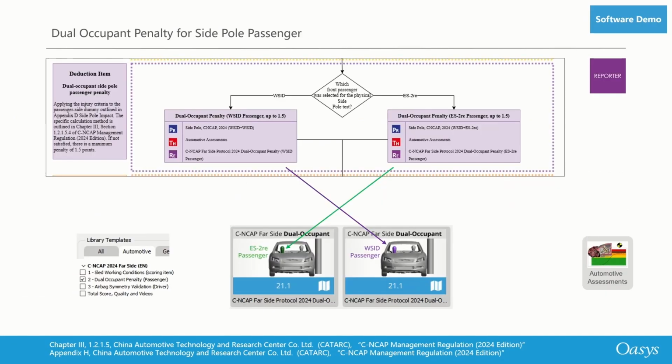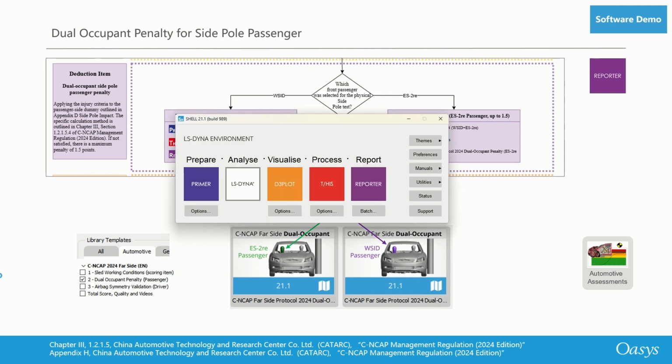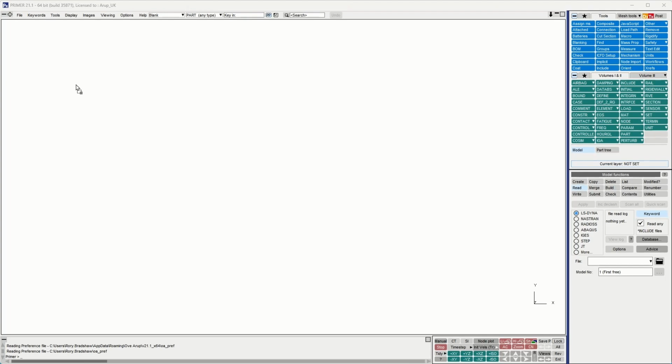Next, I'll show you the dual occupant penalty for the side pole passenger. As I mentioned before, I'll show you this for the simulation case, but in reality, you'd be using the physical side pole test in order to calculate the penalty. So with that, in Primer, I'll drag in the side pole simulation model.